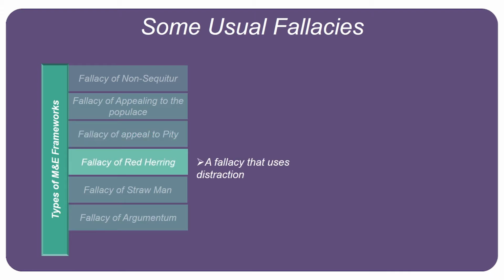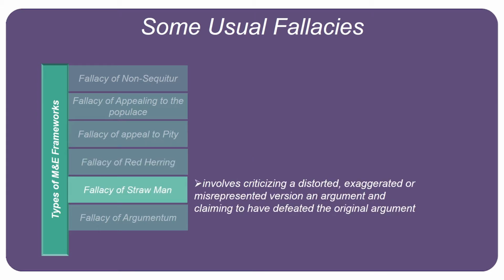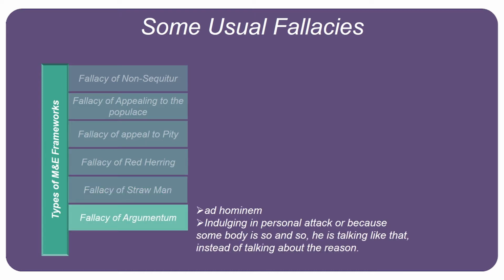Similarly, the fallacy of red herrings is a fallacy that uses a distraction. Similarly, the fallacy of straw man involves criticizing a distorted, exaggerated, or misrepresented version of an argument and claiming to have defeated the original argument. Similarly, the fallacy of argumentum ad hominem involves indulging in personal attack, saying because somebody is so and so, therefore he is talking like that, instead of talking about the reason. These are some of the fallacies which have to be avoided.